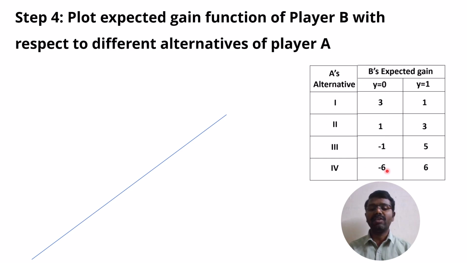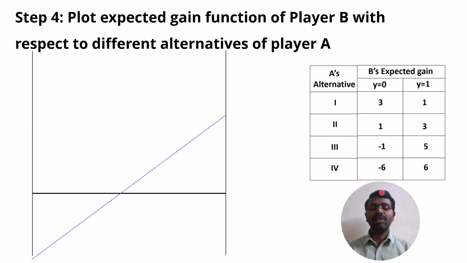At x equals y equals 0, you draw one line, and at y equals 1, we will draw another line, and we will draw one more horizontal line at 0. The above values will be increasing from 1 to 3, 10, and the below values will be minus 1 to 2. The first one is actually 3 to 1. So we need to draw a line from x equals y equals 0, so 3, and at y equals 1, 1. So we need to draw a line like this.